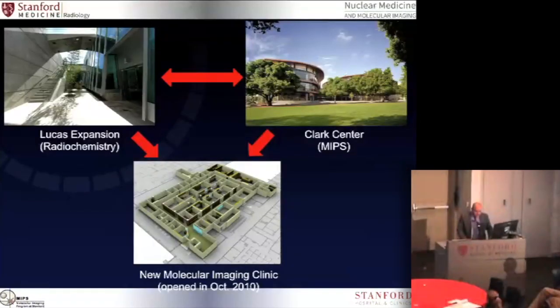I just wanted to illustrate, before I end, we have a full ability here to conduct clinical research and translational research, starting with the radiochemistry facility, the Lucas expansion, where many of these products are initially tested, cell cultures and small animal studies, in the Clark Center, where biologists, chemists, physicists, etc., come together to create new and exciting products, and then a new molecular imaging clinic on the second floor of the hospital where we can test anything that should be brought to man in a safe environment with very modern and up-to-date equipment.